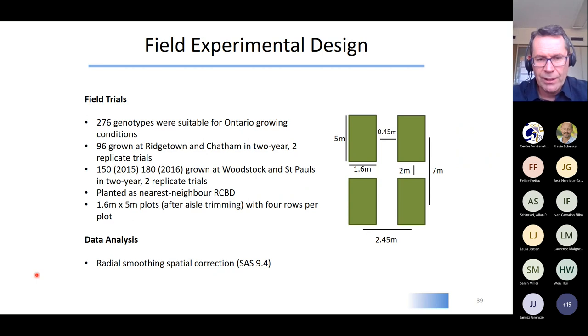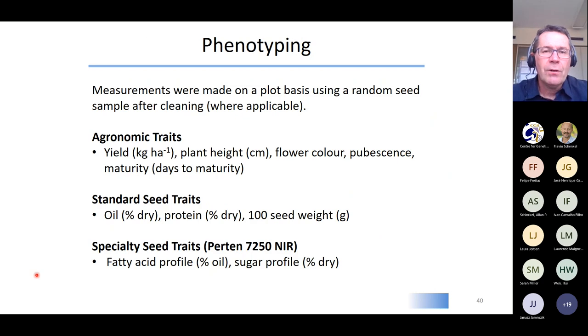And then we used radial smoothing in SAS to analyze the data. The phenotyping was done by collecting agronomic traits: yield, plant height, flower color, pubescence, maturity; seed traits: oil, protein, 100 seed weight; and specialty traits: fatty acid profile and sugar profile.